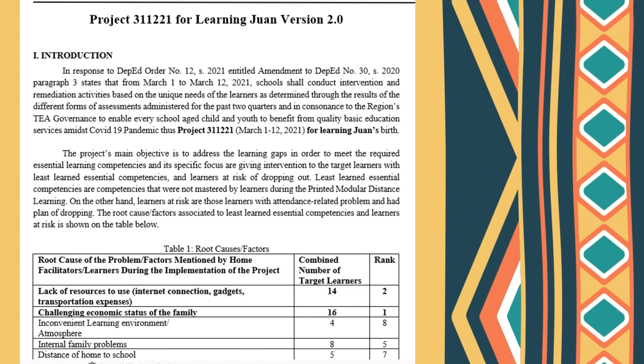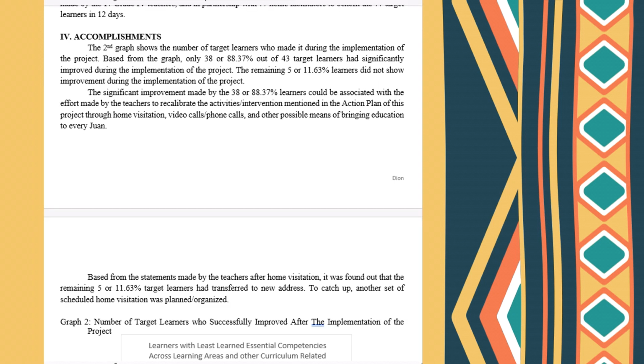Yun po ang dahilan kung bakit meron po tayong Project 311221 version 2. Ito po yung accomplishment. Kung makikita po natin, the second graph shows the number of target learners who made it during the implementation of the project. Based on the graph, only 38 or 88.37 out of 43 target learners had significantly improved during the implementation of the project. The remaining 5 or 11.63% learners did not show improvement during the implementation of the project.